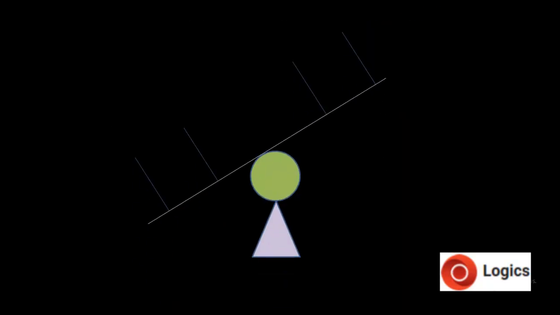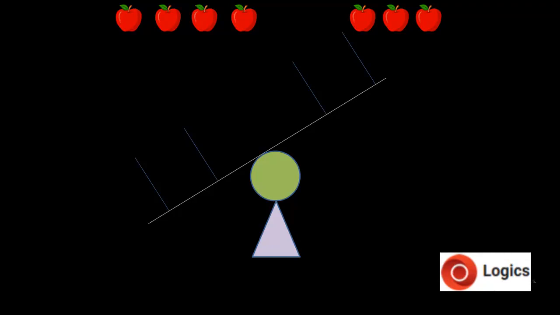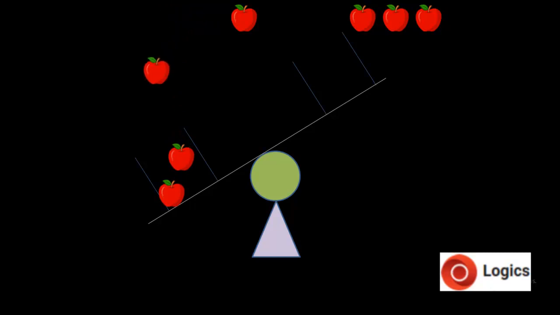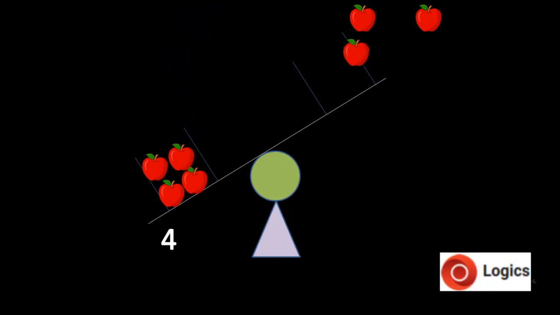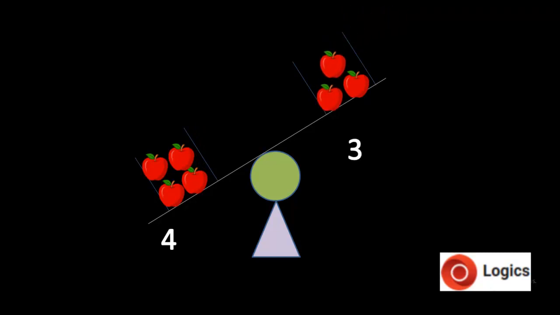Now let us take 7 apples. 1, 2, 3, 4, 5, 6, 7. In the first box, let us take 4 apples. In the second box, let us take 3 apples. As the weight of 4 apples is greater than weight of 3 apples, the 4 apples box is in downside.